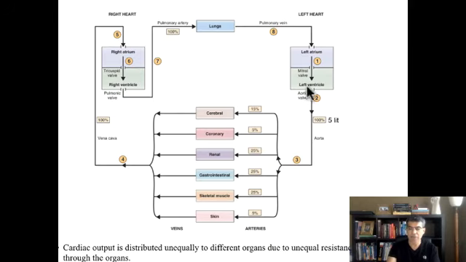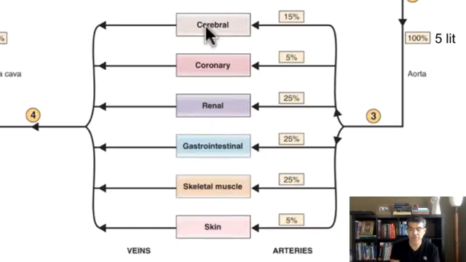Now, let's change gears and talk about blood flow in different organs. Remember, we said on average, my cardiac output is 5 liters. Out of these 5 liters that leave the left ventricle, they're going to go to different organs. For instance, around 15% is going to go to the brain, which is around 750 ml of the blood. 5% of this total cardiac output is going to go to the heart.